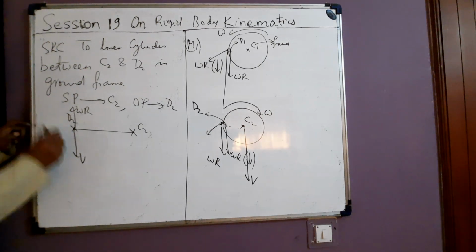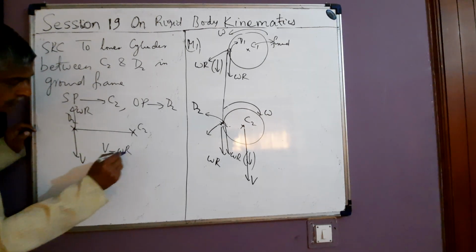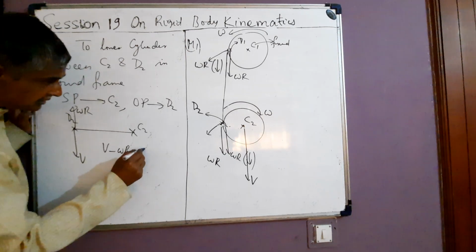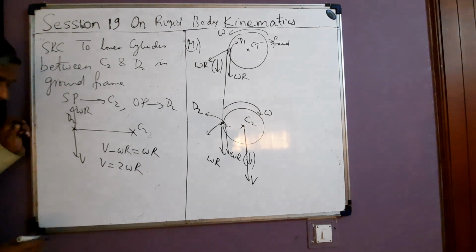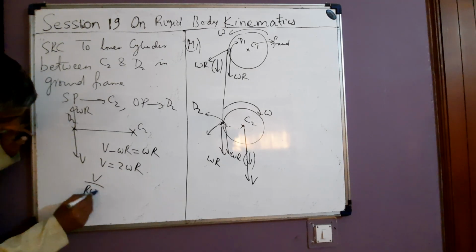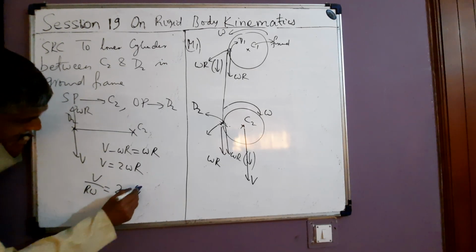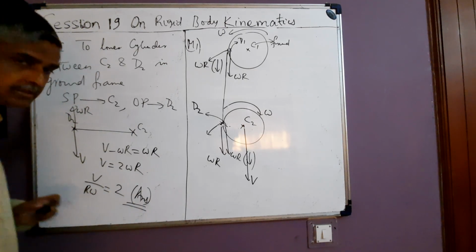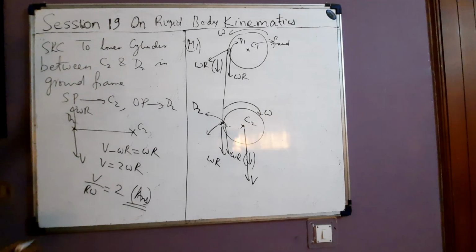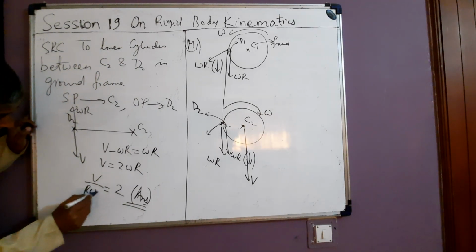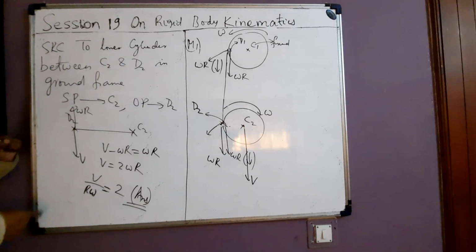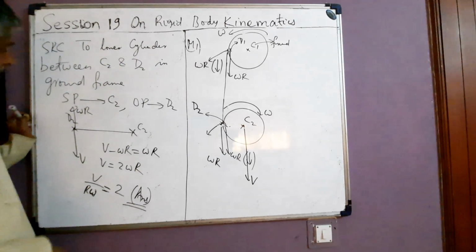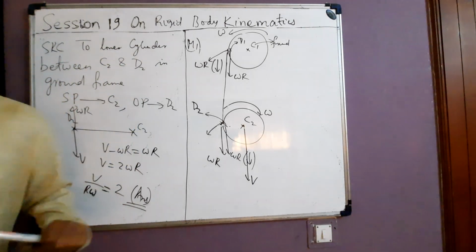So this should be more than this. So V minus omega r should be the velocity of D2, which is equal to omega r. V is therefore equal to 2 omega r. V by omega r is equal to 2, which is the required answer. So V by omega r becomes how much? V by omega r just becomes equal to 2, which is therefore the required answer. So this was method 1.